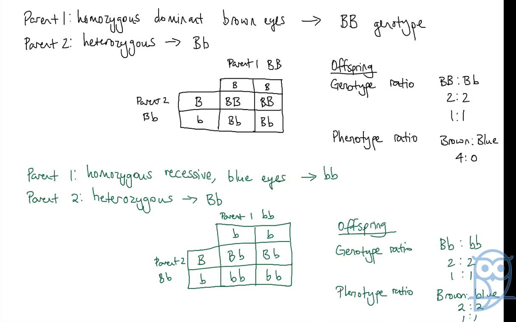Okay, cool. All right. So then we're all sorted with homozygous, heterozygous, dominant, recessive, genotypes and phenotypes.